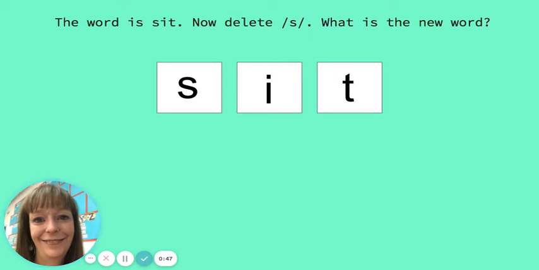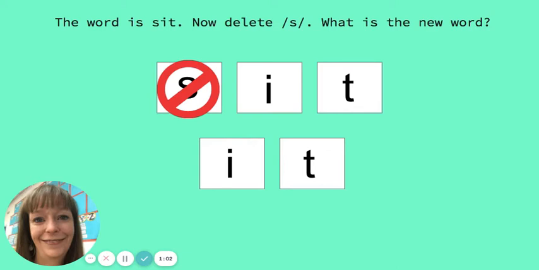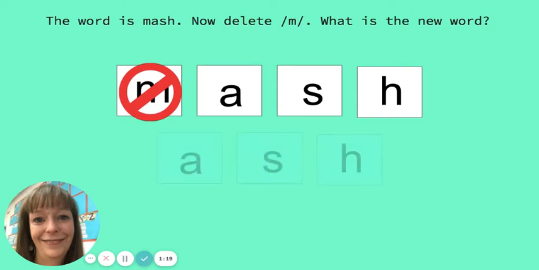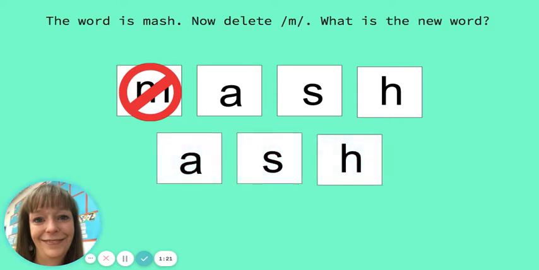The word is sit. Delete s. What is the new word? It. Nice. The word is mash. Now delete m. What is the new word? Ash is the new word. Great.